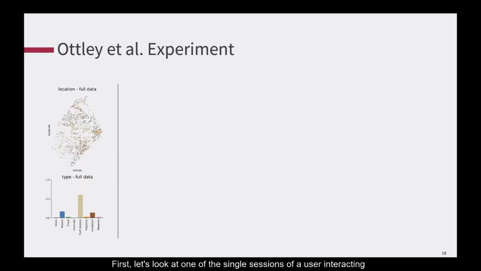First, let's look at one of the single sessions of a user interacting with the visualization in order to answer one of the 6 questions. So just to introduce my visualizations here. At the top, I have the full crime data set, and those are the locations. The position of the dots indicates the location of the crimes, and the colors indicate the type. In the bottom, I have the distribution of the types of the crime. So as you can see, the theft-related crimes are the majority of the ones on the map.